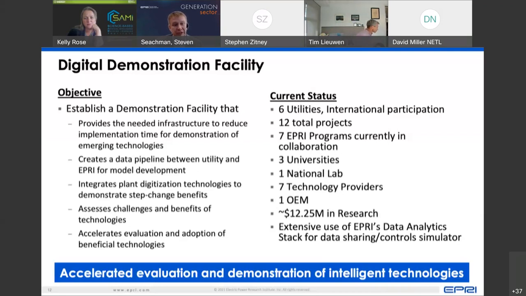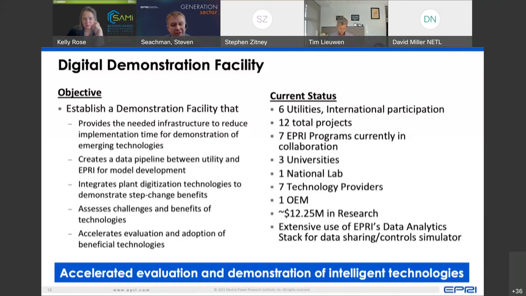And we said, absolutely. So we have 6 utilities with international participation that are currently working on this particular project at a host site that's a combined cycle unit, but also has coal-fired units as well. 12 total projects going on there with our DOE projects. One's being funded through the digital demonstration facility infrastructure projects, all down the lines of monitoring and diagnosis, getting to the point of additional instrumentation and evaluating that, as well as controls and automation.